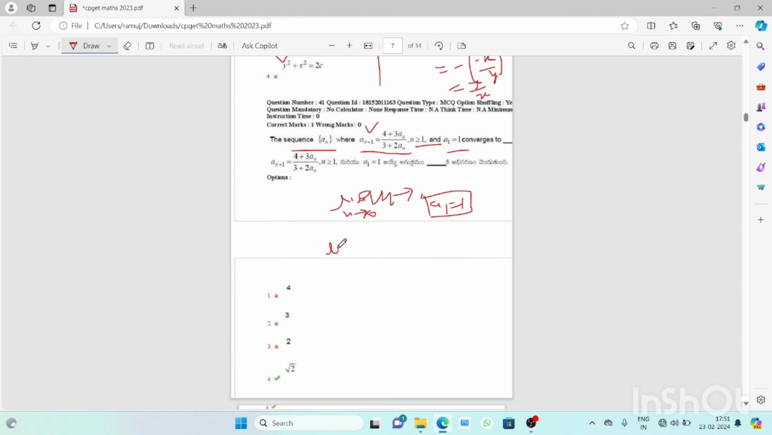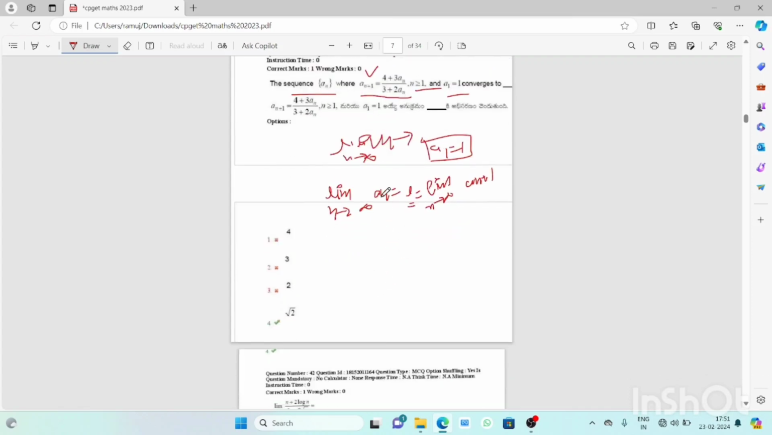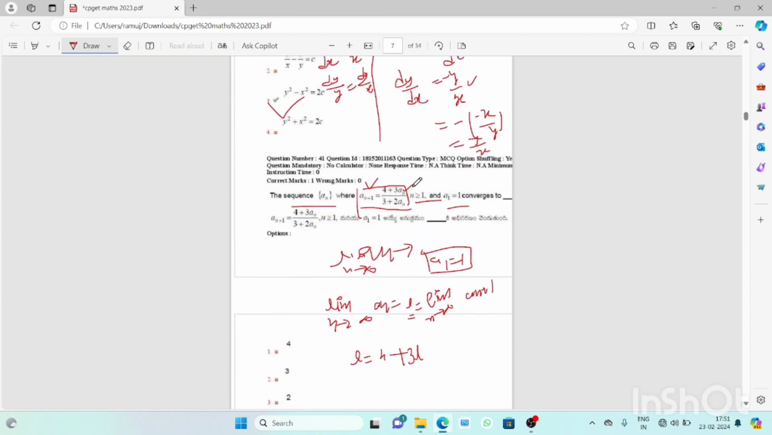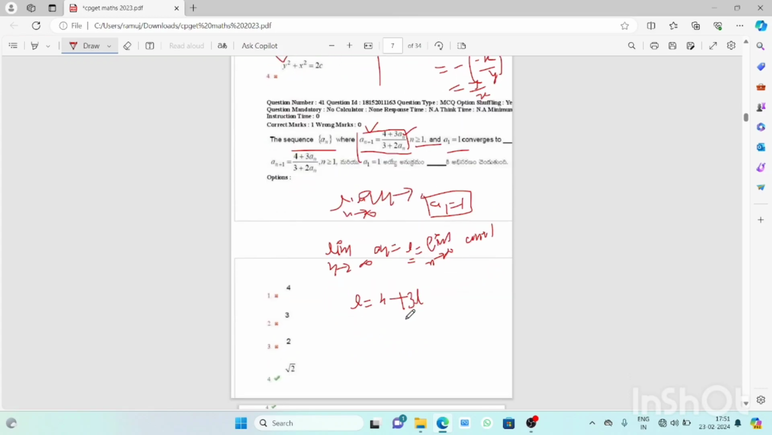We consider the limit of the given an as L, and clearly as n tends to infinity, an plus 1 is also L. I just consider an and an plus 1 both as L. If you apply the limit to this, I will get L is equal to 4 plus 3L. Whenever this type of question comes and he is asking for the limit value, you just proceed this way, then you will simply get the answer. So 2L.